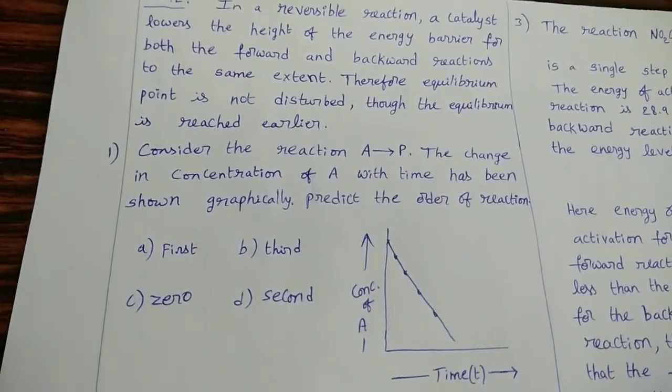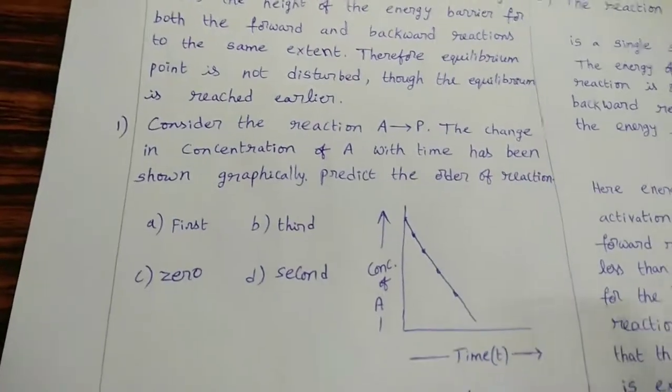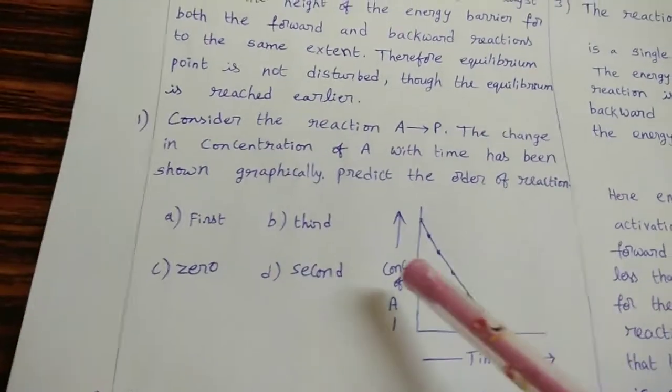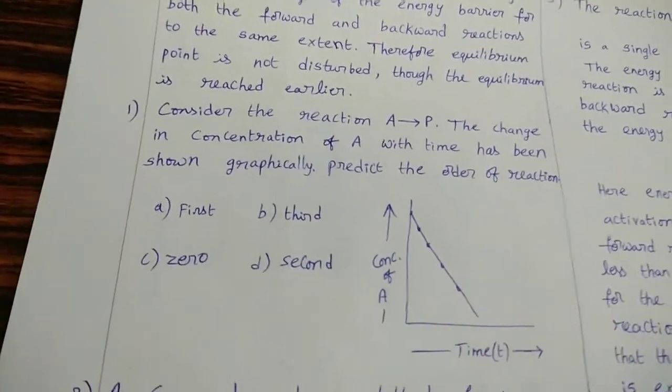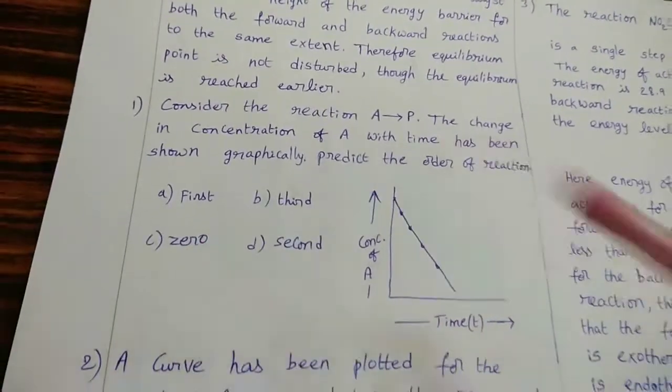Consider the reaction A gives rise to P. The change in concentration of A with time has been shown graphically. Predict the order of the reaction. Concentration of reactant on the y-axis, time on the x-axis. If we get this graph, it belongs to zero order.